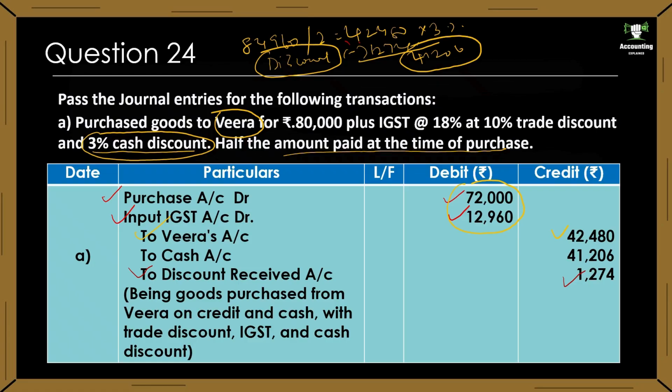Next, we have paid cash. The golden rule is credit what goes out. What is going out here? Cash is going out, to cash account 41,206. When you add 42,480 plus 41,206 plus 1,274, you will get 84,960. So your debit side will be equal to the credit side. Your journal entry is tallied. The narration is being goods purchased from Veera on credit and cash with trade discount, IGST and cash discount.